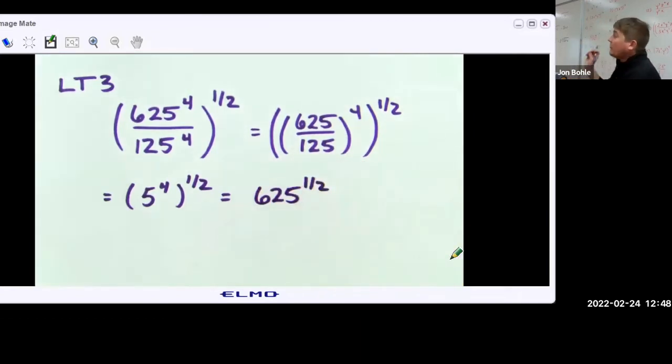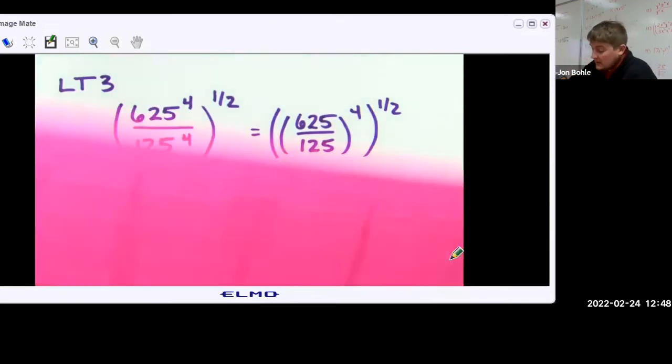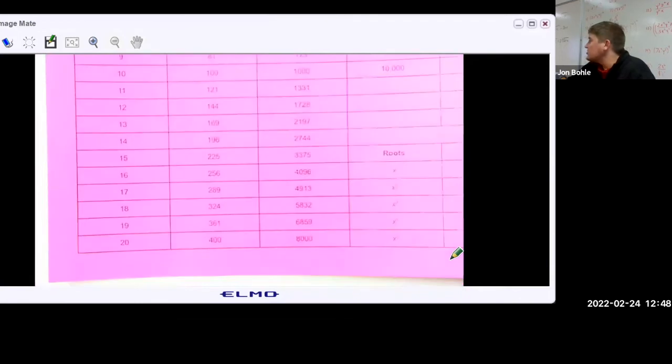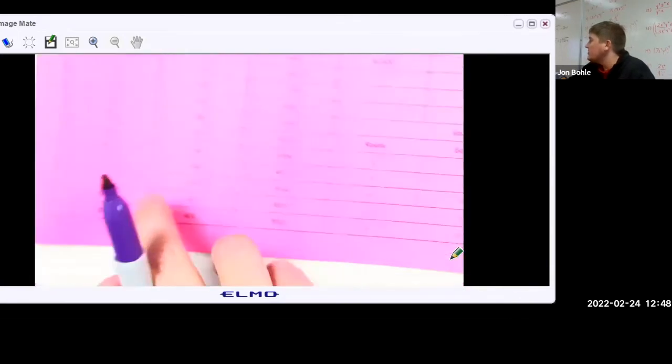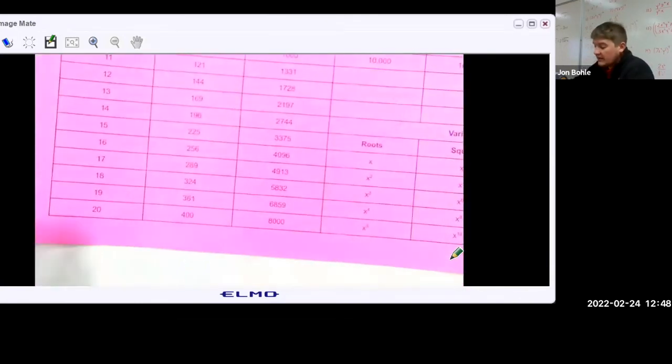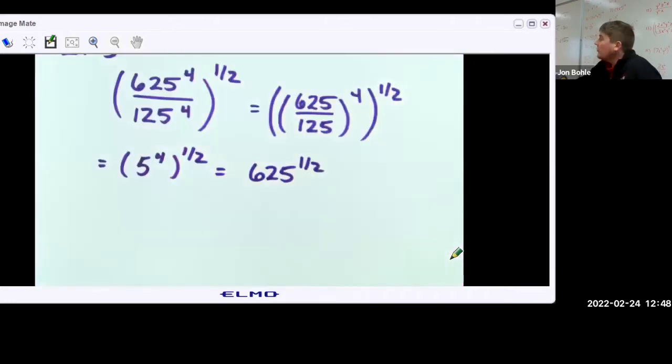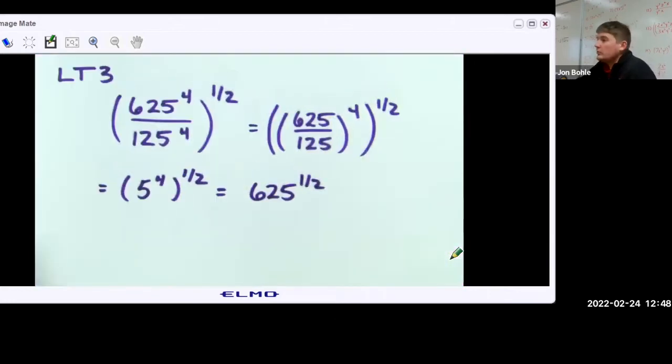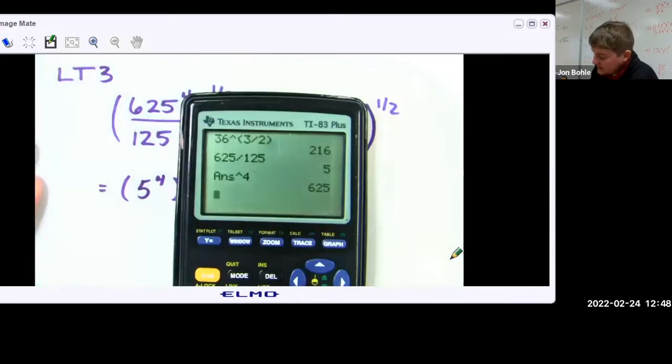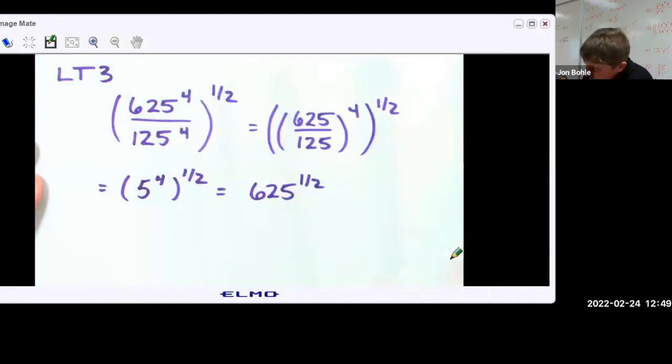625 to the 1/2 power is the square root of 625, but I have this problem. If I go to my fantastic chart of squares and roots, my squares only go to 400, and I'm at 625. So what can I do to figure out the square root of 625? If it's not on my table, calculator: 625 to the 1/2 power, 25.